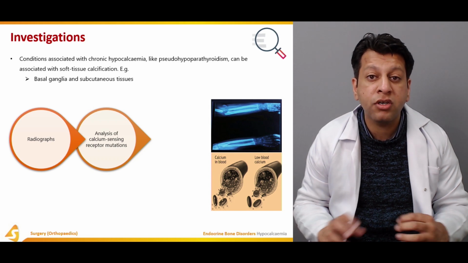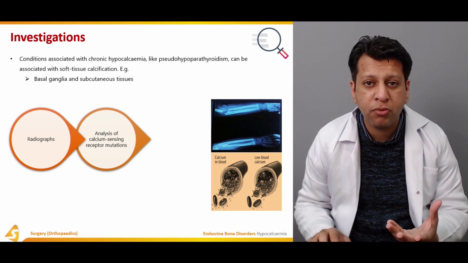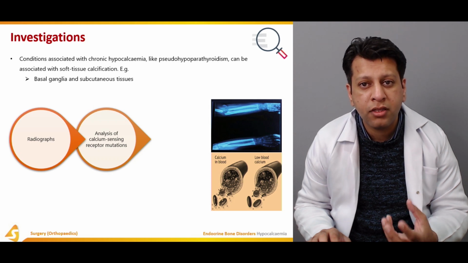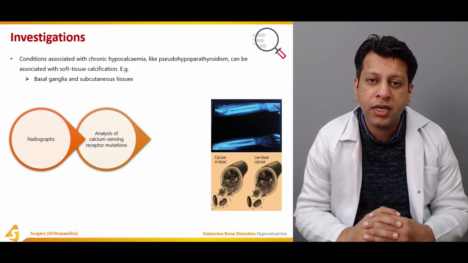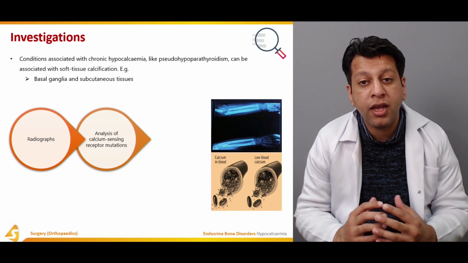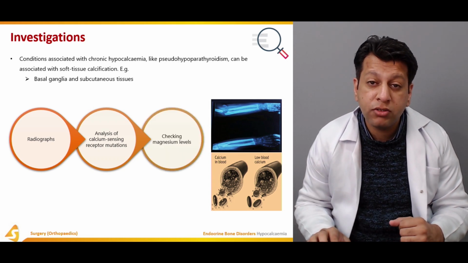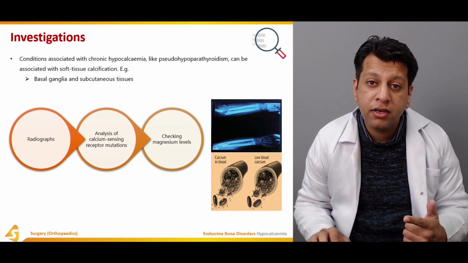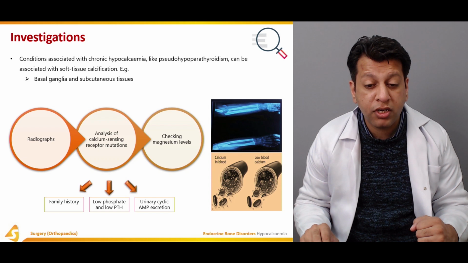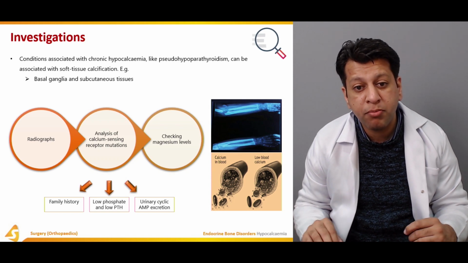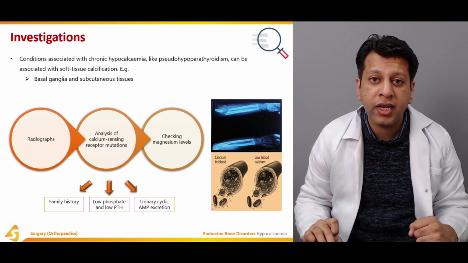Other important investigations include analysis of calcium sensing receptor mutations, because the parathyroid glands may be normal and parathormone is secreted normally, but the receptors are problematic or genetically mutated. Therefore, the parathormone cannot act normally and perform its normal function. Check magnesium levels. Why? Because hypomagnesemia can delay the release of parathormone, eventually creating a situation of hypoparathyroidism. Then we need to check the family history, because conditions such as pseudohypoparathyroidism may be associated with certain syndromes, and we need to check not only calcium but also phosphate and parathormone levels.